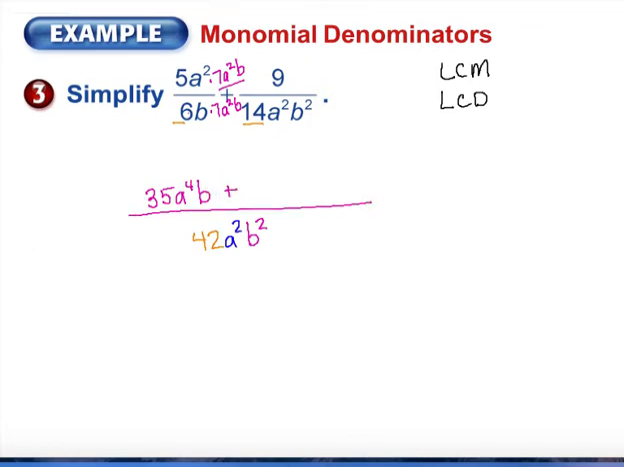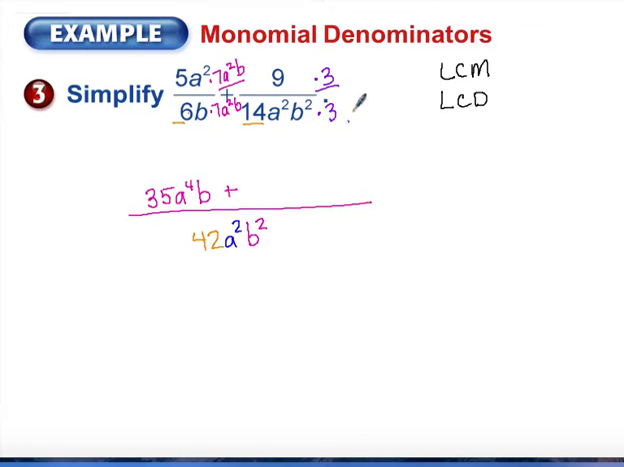plus. Now I need to see what I need on the right-hand side. So what multiplied by 14 gives me 42? Well, that will be 3. And then I need no more a's. I have all the a's I need, and I have all the b's I need. So I just simply need to multiply the top and the bottom by just a 3. So you can see I'm only multiplying by 1.